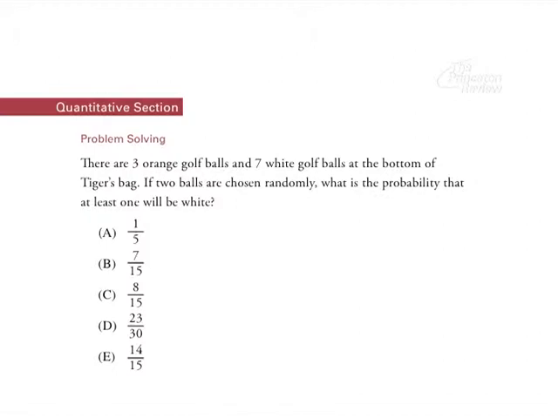Well, what does this mean? It means we can look at the answer choices and cross off all of those answer choices that are less than 70%. And how many of those are there? Let's take a look. 1/5 is way too small. We can definitely eliminate A. 7/15 is smaller than 50%, so definitely eliminate B. 8/15 is barely over 50%, so eliminate C. 23/30 is over 70%, so keep D. 14/15 is definitely over 70%, so keep E.